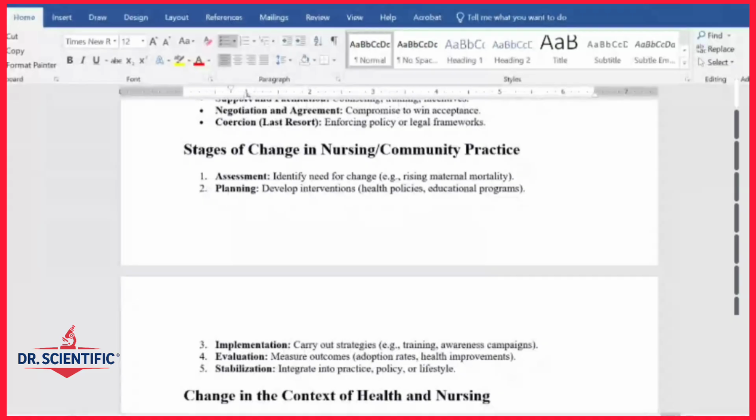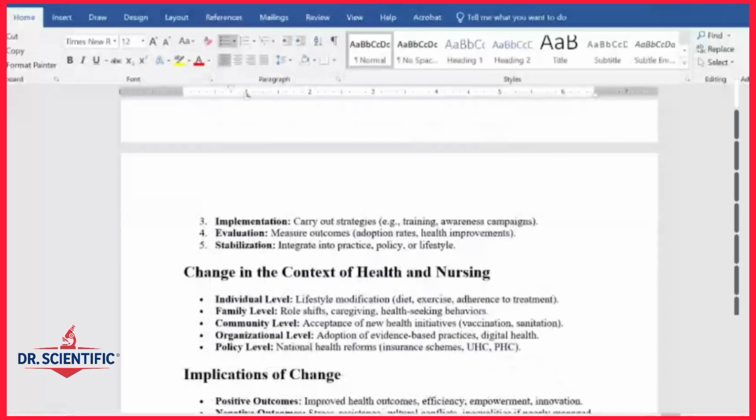So we have stages of change in nursing, in community practice. This one is borrowing the application of the nursing process. I know you have learned it in medical surgical nursing, the nursing process, where you normally talk of ADPIE. Now, the same concept is also applied in community health nursing, where we need to have assessment, planning, implementation, and then lastly, stabilization. So you can see there is another component there. They have introduced stabilization. Now, we have got change in the context of health and nursing.